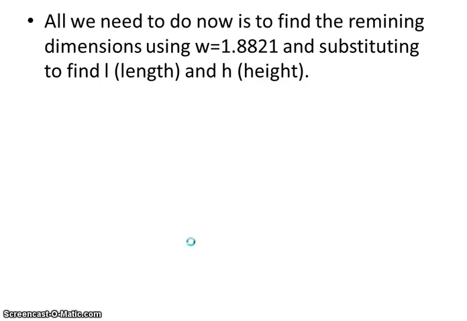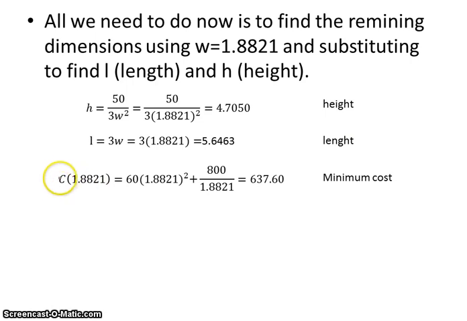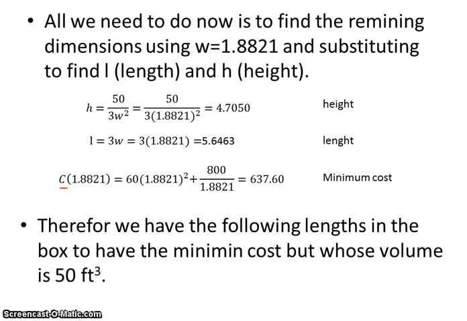So all we need to do now is to find the remaining dimensions using the value of w and substituting it to find the length and the height. If I substitute into h, I end up with 4.7050, which is my height. Into L, I find that that's 5.6463, which is my length. And if I substitute into the function of cost the value of w, I end up with 637.60, which is the minimum cost that it will take for me to construct my box.